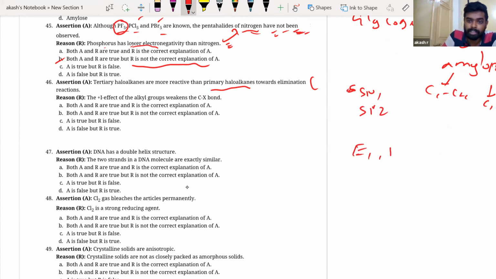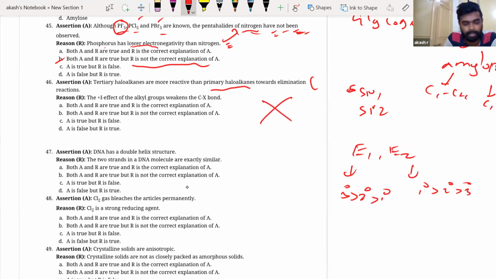In E1, the order of reactivity is tertiary greater than secondary greater than primary. In E2, it is primary greater than secondary greater than tertiary, just like in SN1 and SN2, the order of reactivity. So they have to mention this. Don't worry about this question. They have to mention whether it is E1 or E2, and both E1 and E2 are not in your syllabus. So you cannot answer this question.